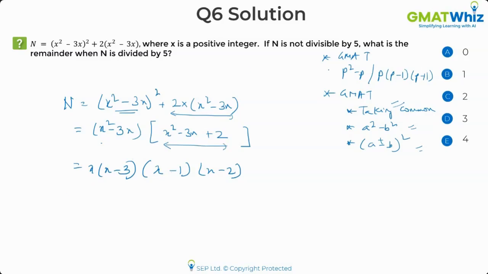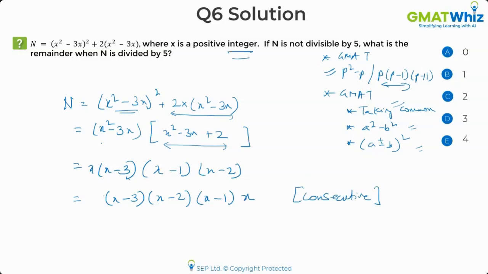Now I'll come to this part. Notice whenever I see a minus 1, minus 2, minus 3, something like this, it's best to frame it in the way that you can understand it easily. So x minus 3, x minus 2, x minus 1, x. Notice here I'm also dealing with consecutive integers, by the way, because x is a positive integer. And these are 4 consecutive integers. And if these are 4 consecutive integers and they are not divisible by 5, that means none of the numbers can be divisible by 5.